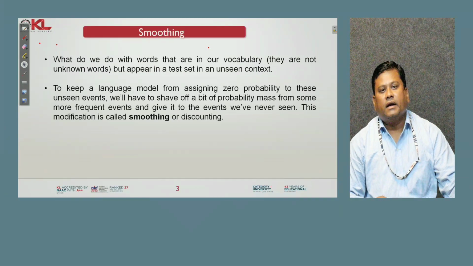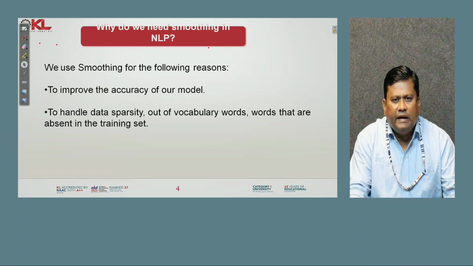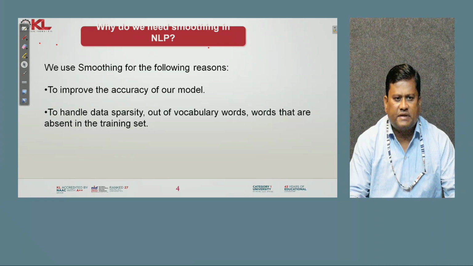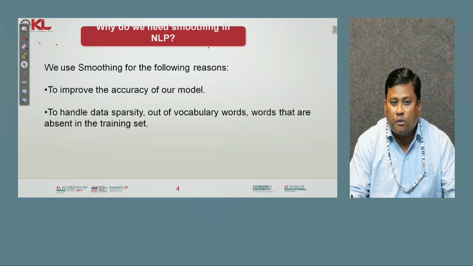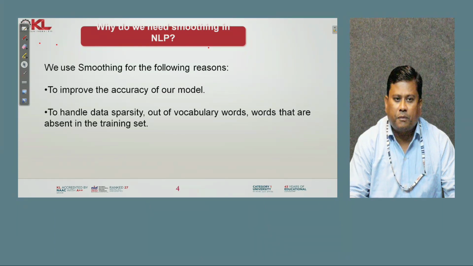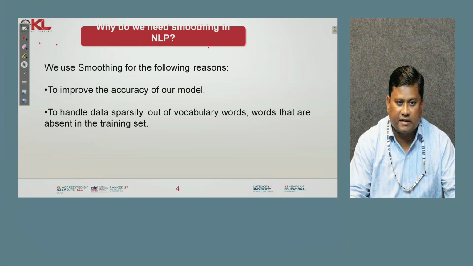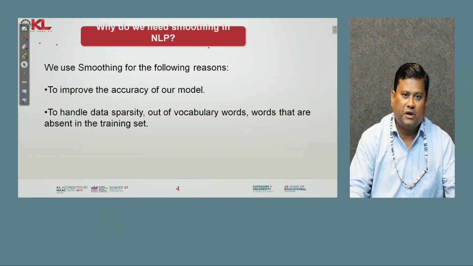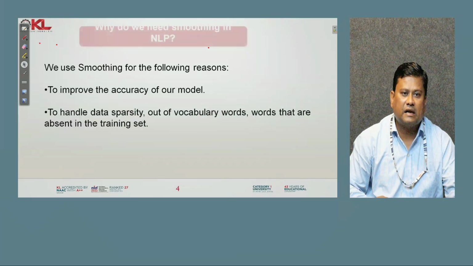Then why do we need smoothing in NLP? Basically, to improve the accuracy of our model, we have to use smoothing, and to handle data sparsity, that is, vocabulary words and words that are absent in the training set. So we can use the smoothing process in NLP for that reason.